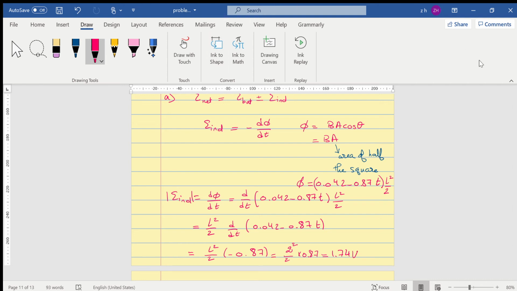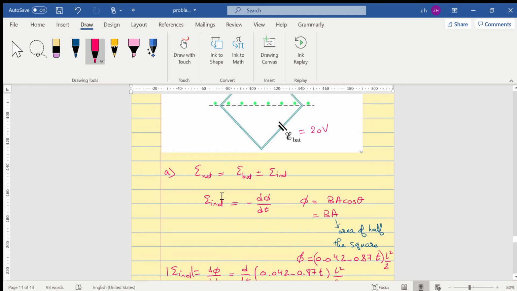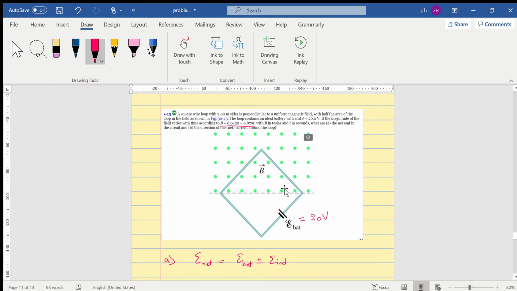Of course, this is the induced EMF, and we are looking for the net EMF. First of all, we need to know whether we need to add these two electromotive force values or subtract them, and this depends on the direction of each. Of course, we have now here this magnetic field which is pointing outside the page, but we notice that it is decreasing. So from the expression of the magnetic field, we notice that it is decreasing.